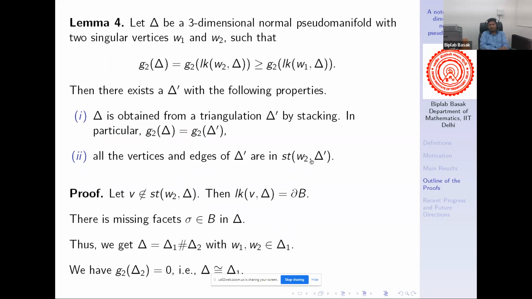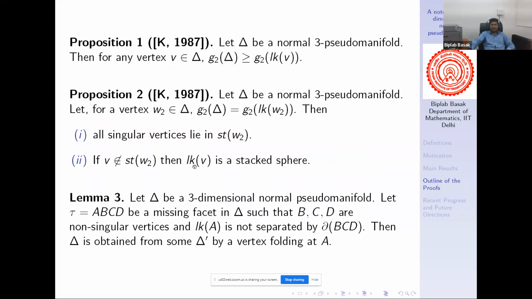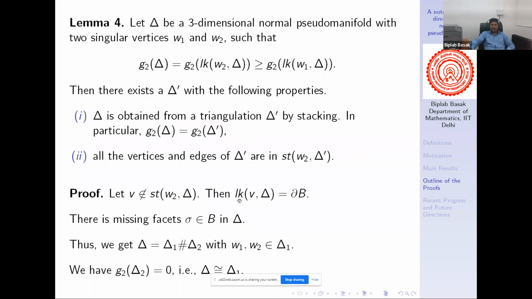Now the proof of this is very simple. Actually, we use the result by Kalai. So if V is not in the star of W2, then by Kalai's result, this is a stacked sphere, right? So that means it is the boundary of a stacked ball.